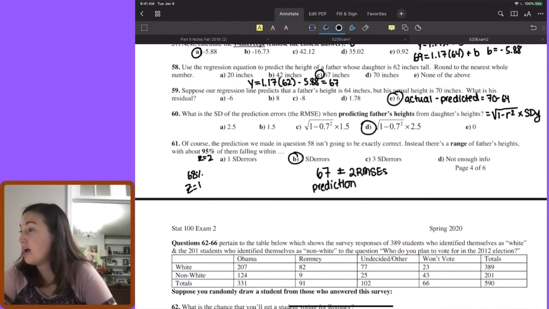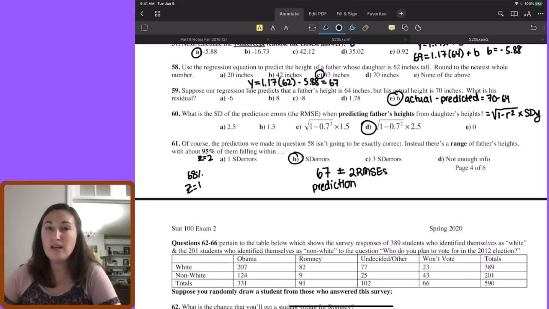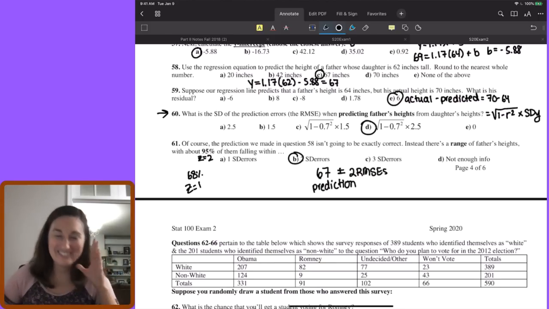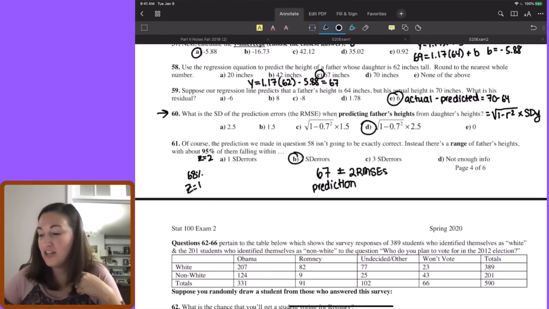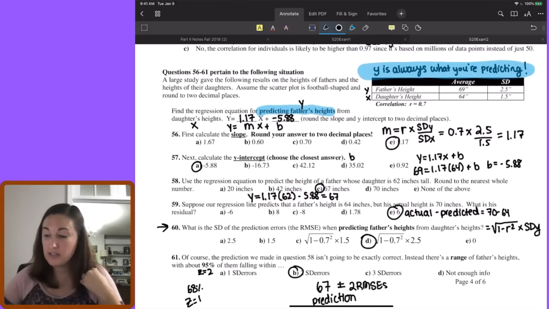They said, in question 60, how do we know if the number is 2.5 or 1.5? So the formula for question 60 up here, the formula is r times the SD of y, that's not the formula. The formula is this, square root of 1 minus r squared times the SD of y. Remember, y is what we're predicting, which is father's heights. So that's why I know it has to be 2.5.